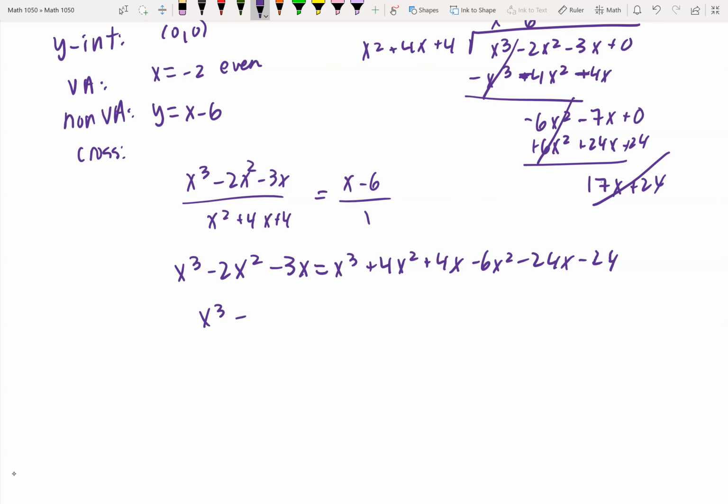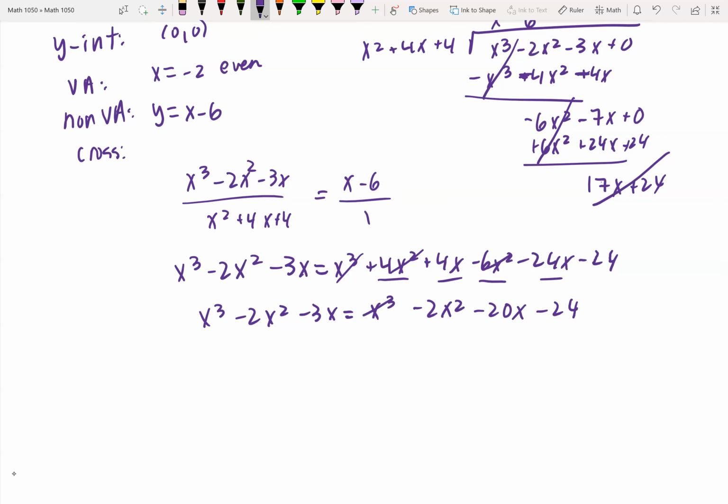So the left is x cubed minus 2x squared minus 3x. The right is x cubed. You have 4x squared and negative 6x squared. That's a negative 2x squared. 4x and a negative 24x. That's a negative 20x minus 24.